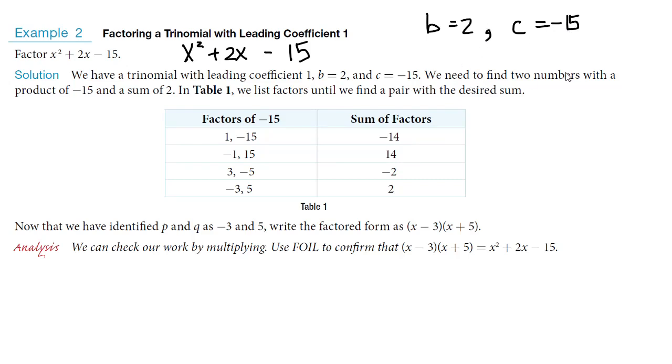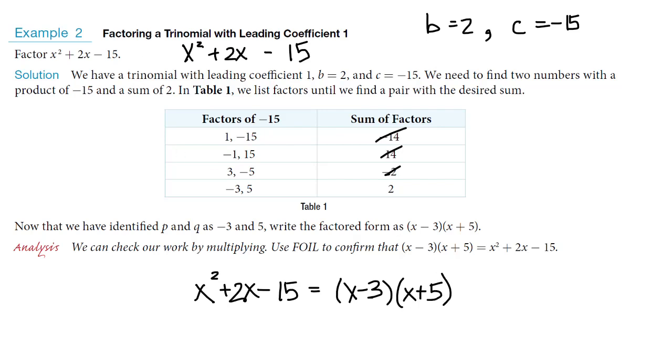We need two factors of negative 15 that sum or add up to positive 2. So 1 and negative 15, they're factors of negative 15, but they do not sum up to positive 2. Negative 1 and positive 15, they give you negative 15, but they do not sum up to 2. 3 and negative 5, but they sum up to negative 2. So factors of negative 15 that sum up to positive 2 are negative 3 and 5. So that means x squared plus 2x minus 15 can factor as x minus 3 multiplied by x plus 5.